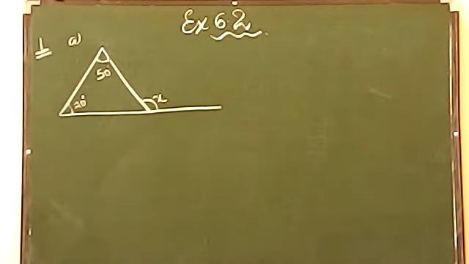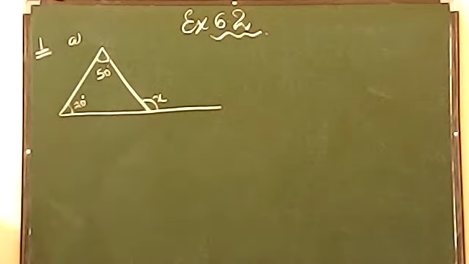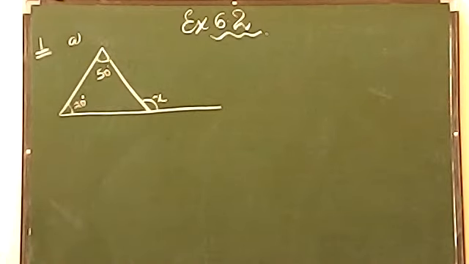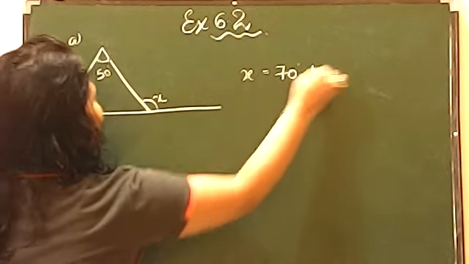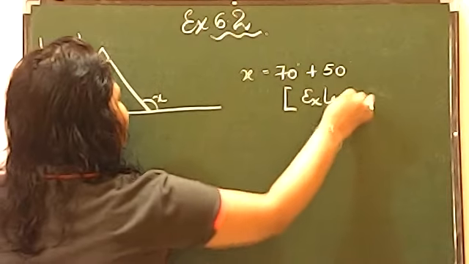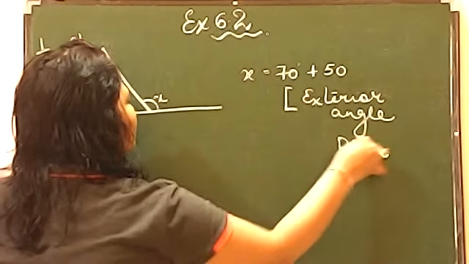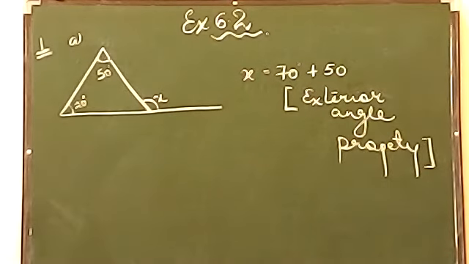Now, I think by using the property of exterior angle, I hope you all are aware of it, that exterior angle की जो value होती है, that is always equal to the sum of its interior opposite angle. That means you can write it down. X is equal to 70 plus 50. And reason आप लिखोगे यहाँ पे exterior angle property. Okay.